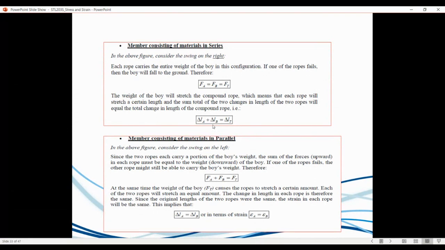So what we are saying is the total force is equal: FA equals FB. So it's rope A, rope B, it's all the same. Then the weight of the buoy will stretch the rope, which means that the rope will stretch a certain length, and the sum of the changes in length will equal the total change in length. So we have to add each change in length, which produces a total change in length. The reason I'm talking about forces is so we get to stresses. The reason I'm talking about change in length is so we get to strains. It's not far from the concepts we've discussed so far.